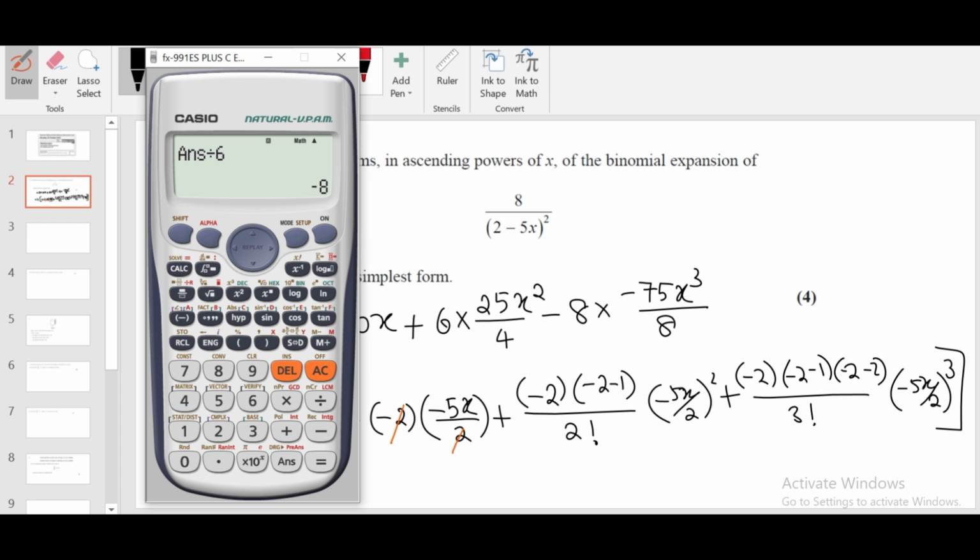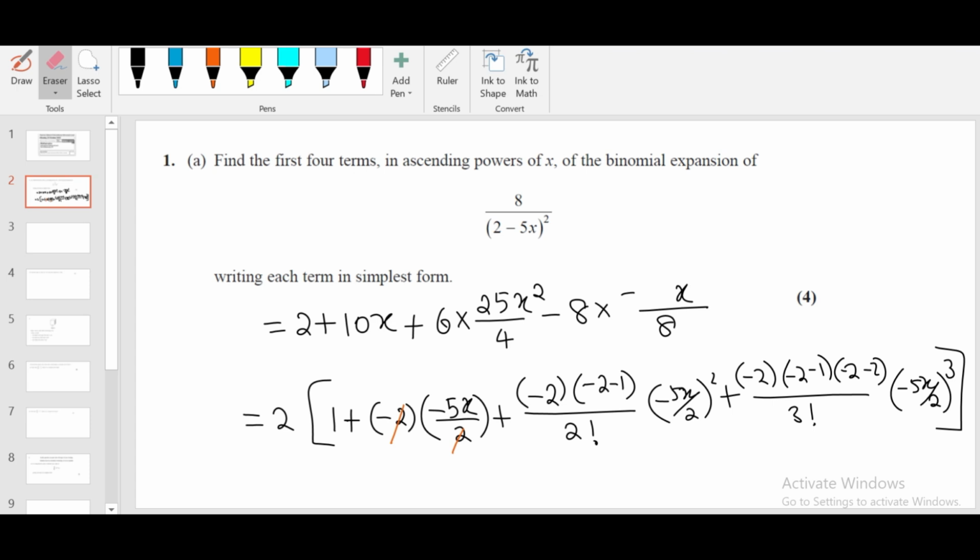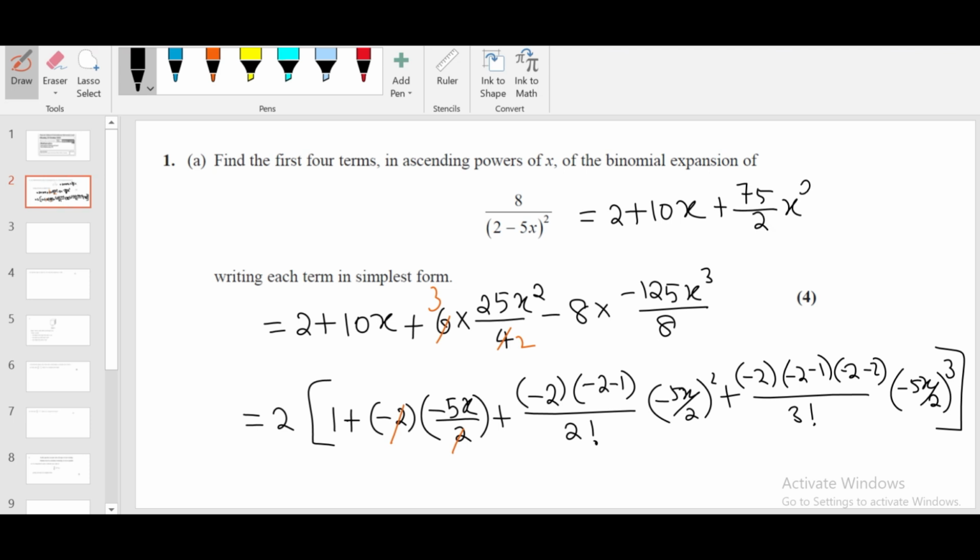5 cubed is 125, not 75. 125x cubed. And then write the next step. It's going to be 2 plus 10x. You simplify this, 3 2s are 6, 2 2s are 4. So 3 times 25 is 75 over 2 x squared. Here you cancel this, you'll get positive 125x cubed. That's all. It's a 4-mark question.